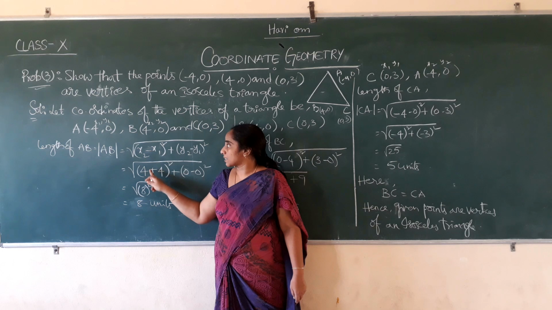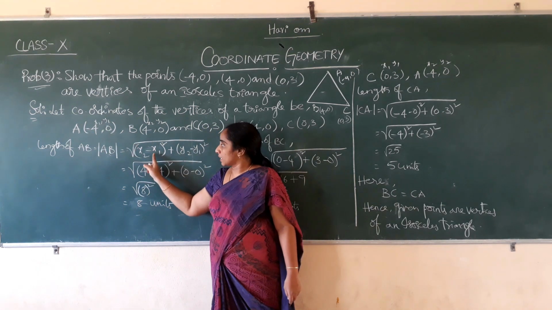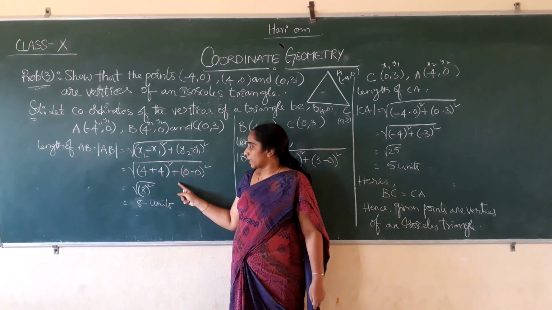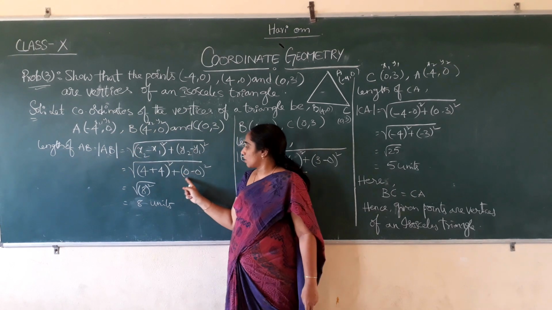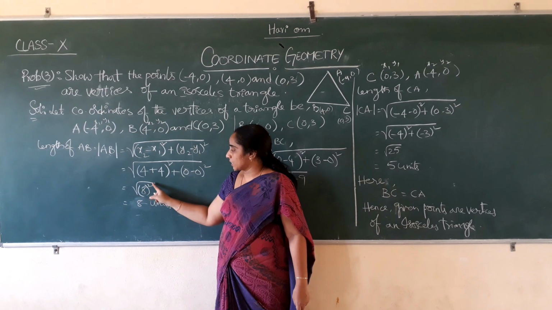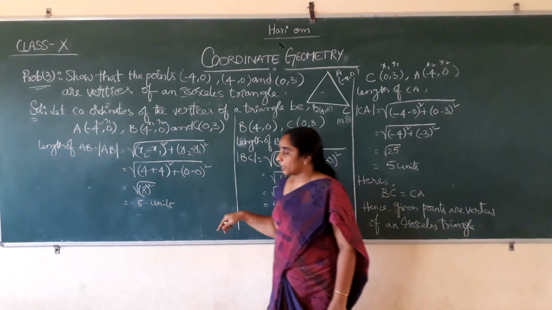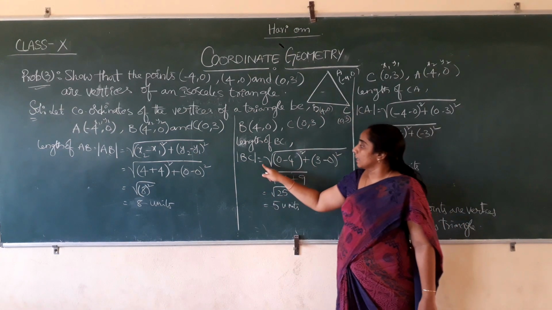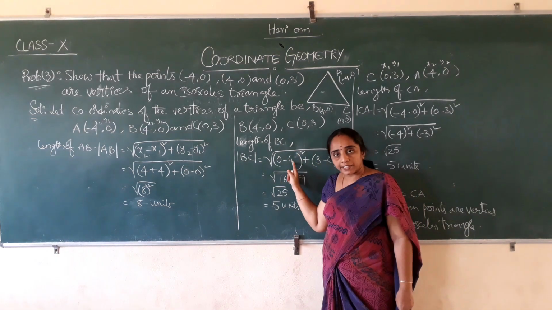Here it is minus. In the question already you have minus. So it is minus of minus 4, it is plus 4 whole square plus y2 0, y1 0, 0 minus 0, it is 0, 4 plus 4, 8 square, that is 8 units.